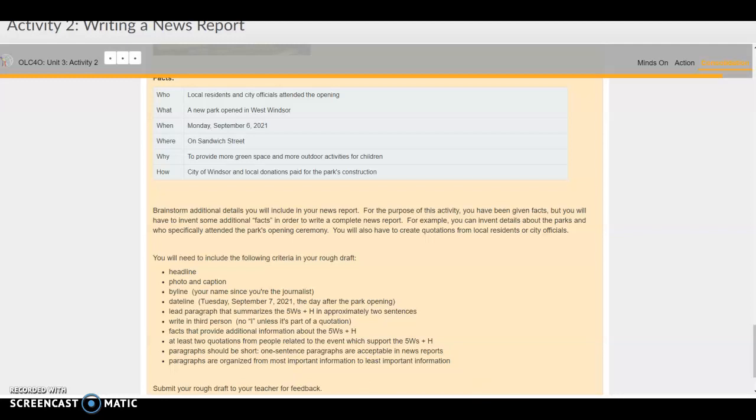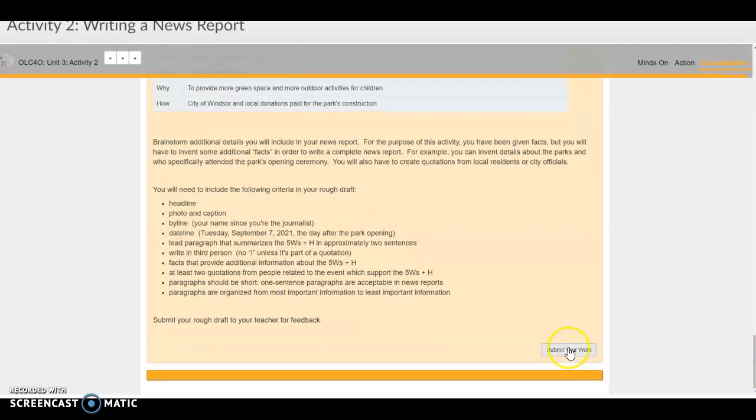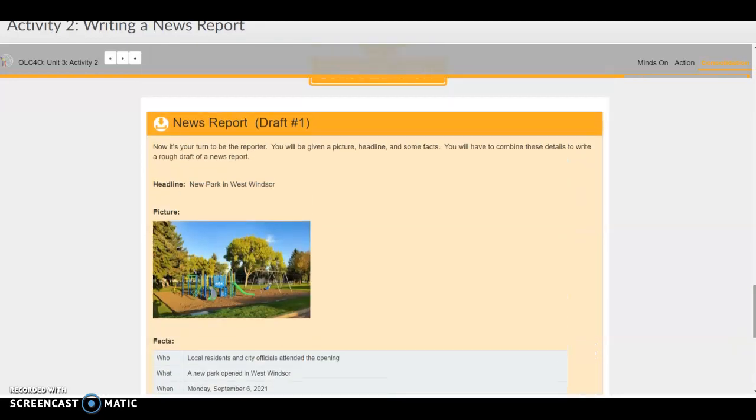And then you'll submit your rough draft, as always, to the Dropbox here, and then I will give you feedback. You will write a second news report draft in the next activity, in Unit 3, Activity 3, and then you'll choose one of your 2 news report drafts, and you'll fix it up, and you'll submit it as your polished news report in Unit 3, Activity 4. If you have any questions, especially about this news report assignment, please let me know.